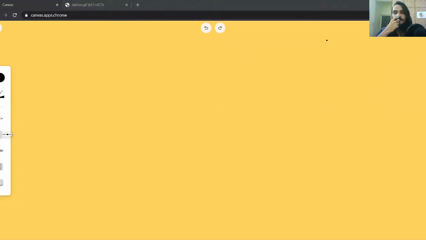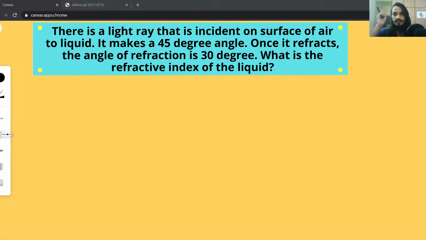We'll start with the first one, that is Snell's law. This is the question that we'll be solving for Snell's law. There's a light ray that is incident on the surface of air to liquid, and it makes a 45-degree angle. Once it refracts, the refraction angle is 30 degrees. What we need to find is the refractive index of this liquid.